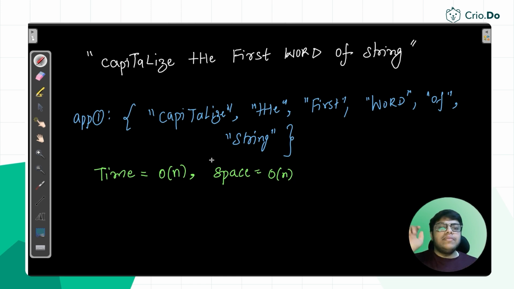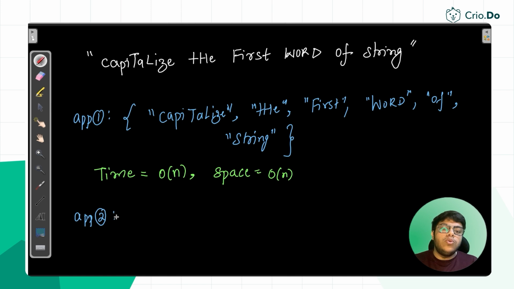Although time is not what we can optimize in this particular question, we can surely optimize the space complexity. Why? Because there is no need to create an array. We can just change the input string only. We can just form the resultant using the input string only. So now what is the second approach going to be?